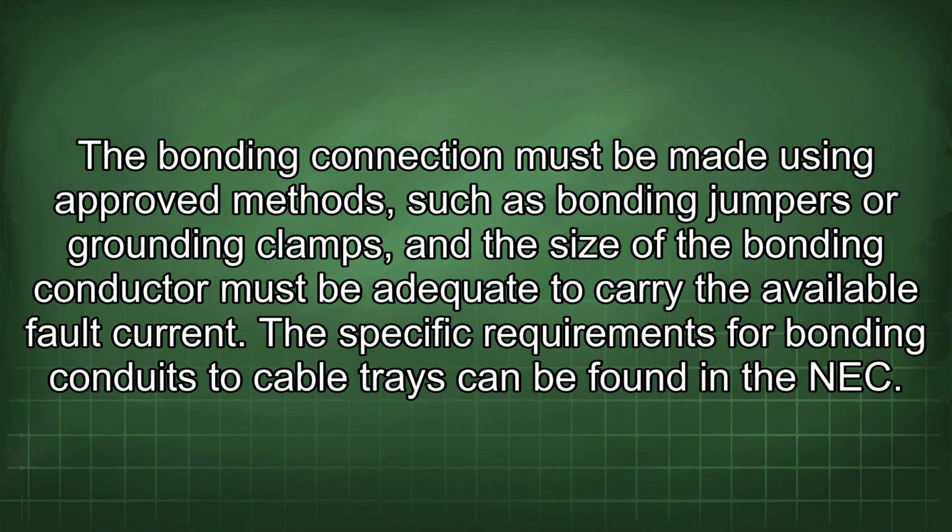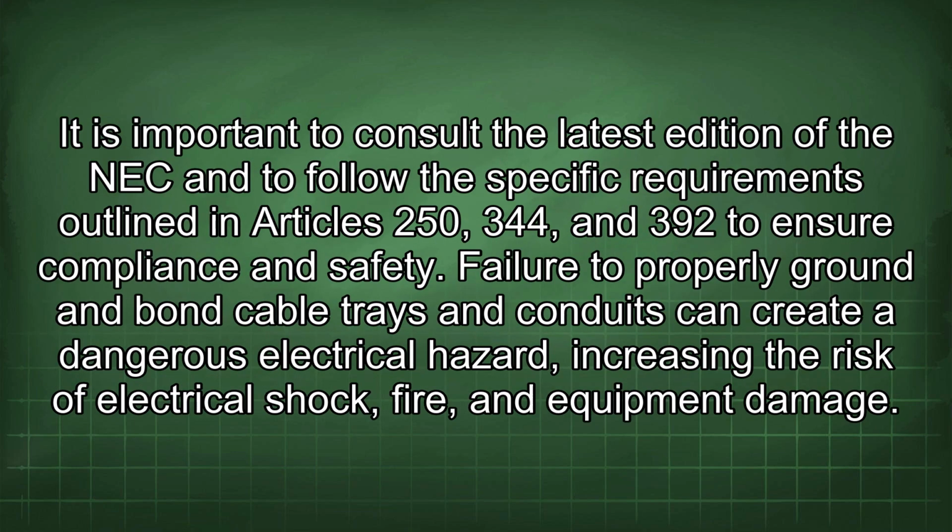The bonding connection must be made using approved methods such as bonding jumpers or grounding clamps, and the size of the bonding conductor must be adequate to carry the available fault current. The specific requirements for bonding conduits to cable trays can be found in the NEC. It is important to consult the latest edition of the NEC and to follow the specific requirements outlined in Articles 250, 344, and 392 to ensure compliance and safety.